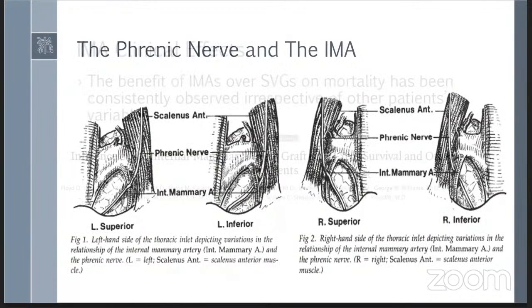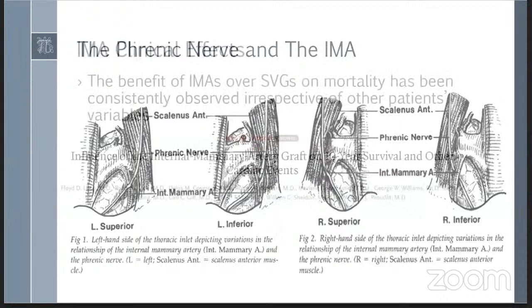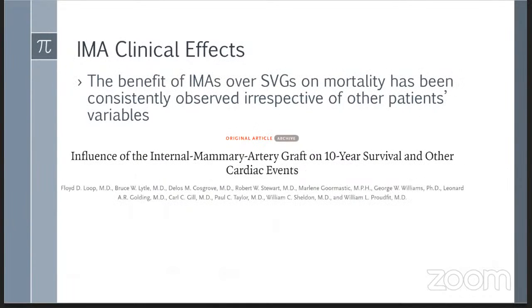So the benefit of the internal mammary artery over the saphenous vein graft in mortality has been consistently observed irrespective of the other patient variables, regardless of the age or gender or degree of the stenosis of the coronary artery.